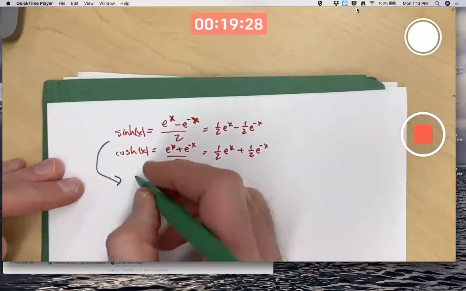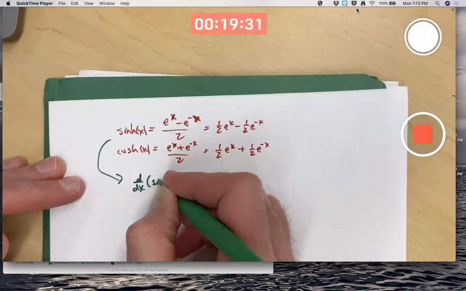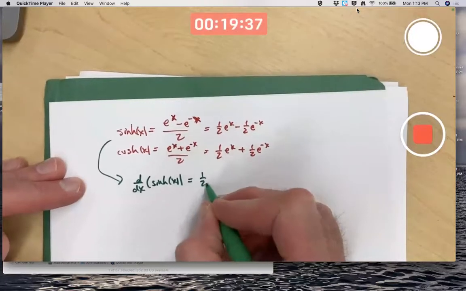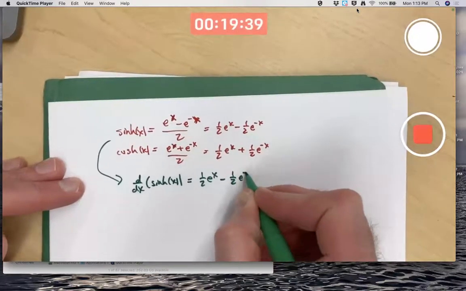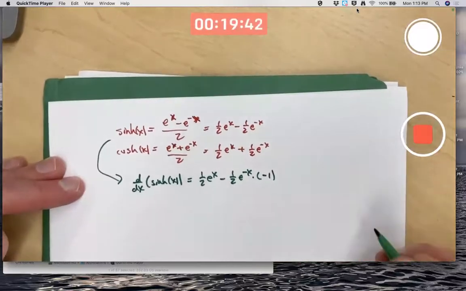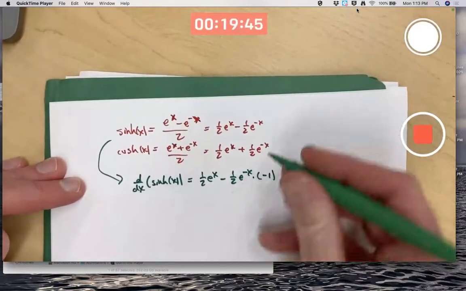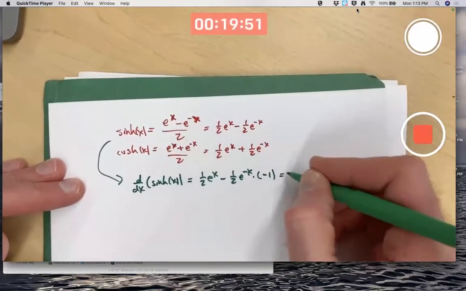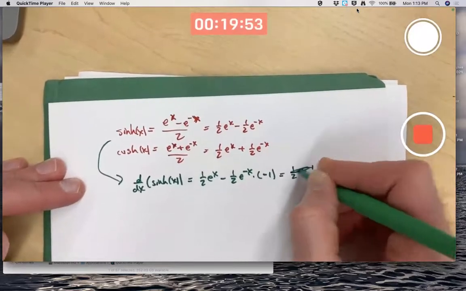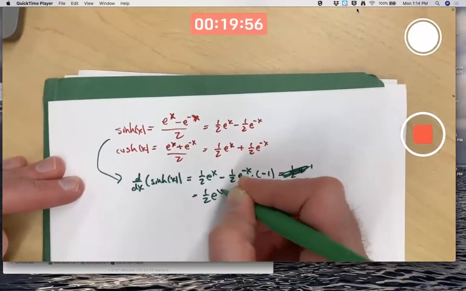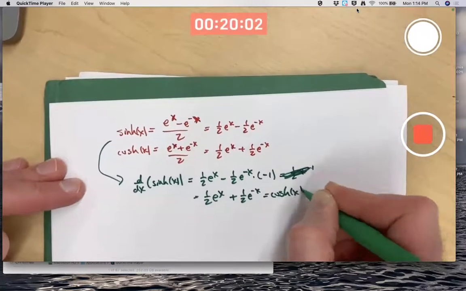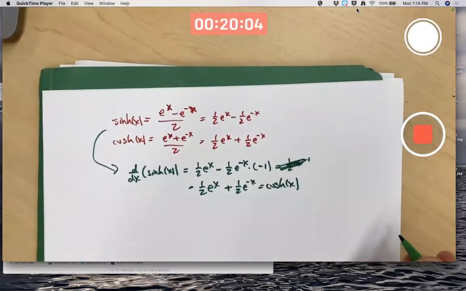The derivative of hyperbolic sine, sinh of x for short, is, well, to differentiate this thing, you're going to get 1/2 e to the x minus 1/2 e to the negative x. Then because of the chain rule, another factor of -1 comes up there, right? When you differentiate that, the derivative of negative x is -1. And then this simplifies amazingly to hyperbolic cosine. Isn't that cool? Just like the derivative of sine is cosine, the derivative of hyperbolic sine is hyperbolic cosine.